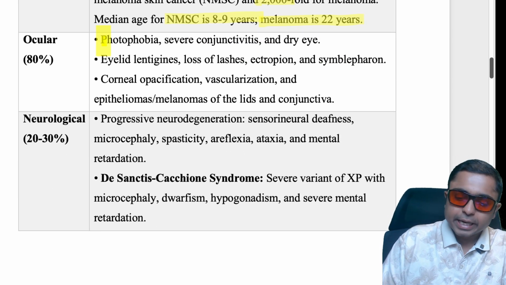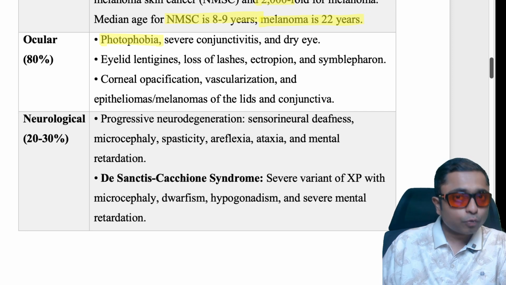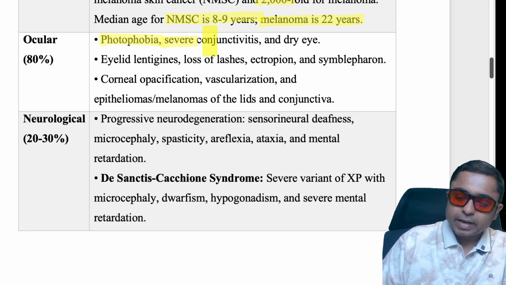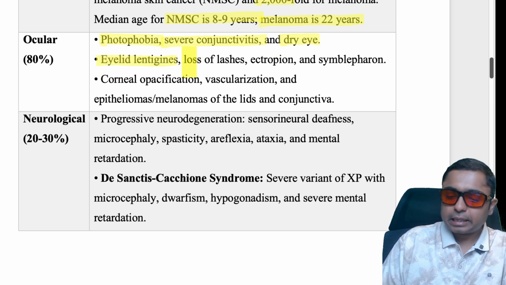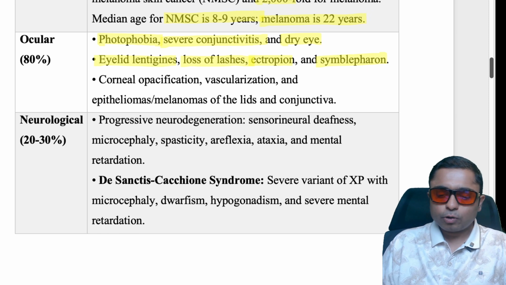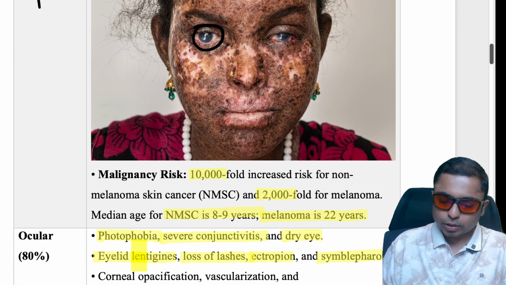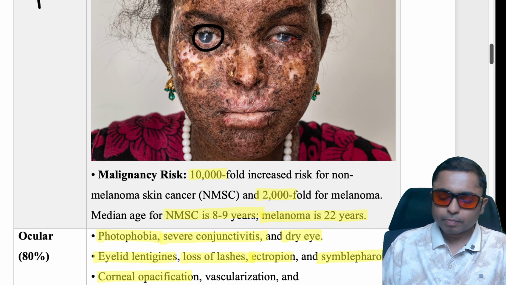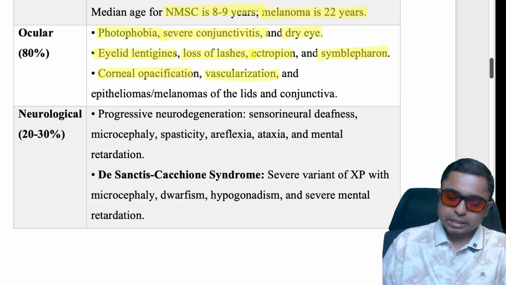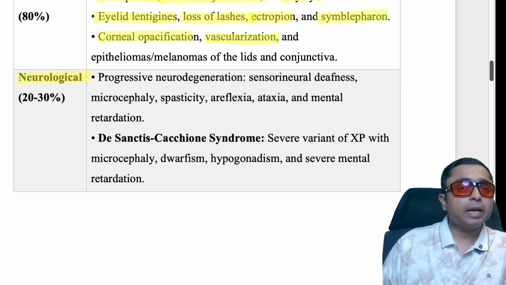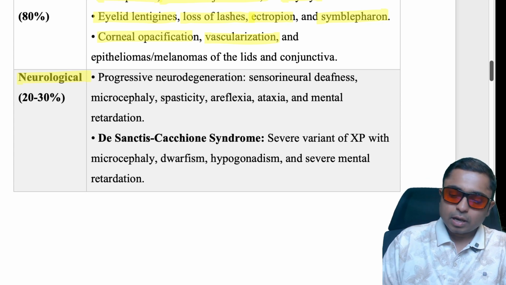Like I have told you, there can also be eye changes. Photophobia will be there, photosensitivity will be there. Severe conjunctivitis, dry eyes can be noted, and eyelid lentigines, loss of eyelashes, ectropion and symblepharon can also be present. And if you clearly see, this picture is showing corneal opacification, and we can also see the vascularization of the cornea.